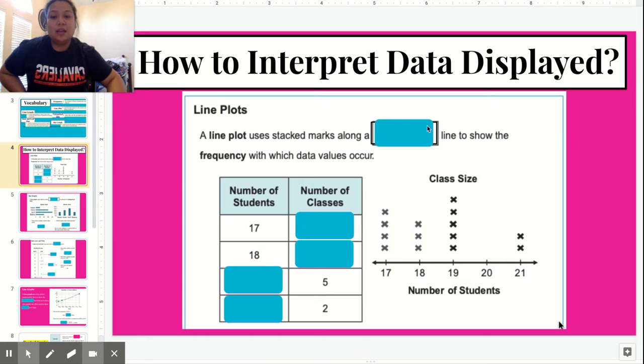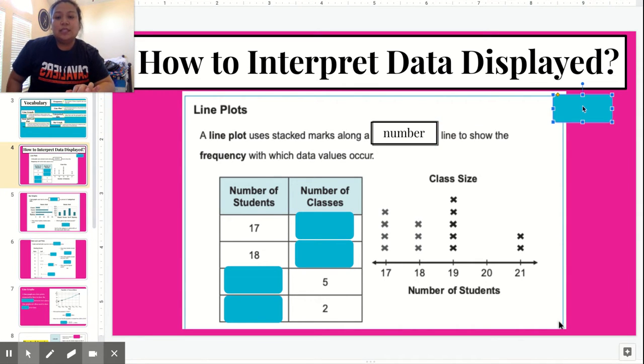So the first one is a line plot, which uses stacked marks along a number line to show the frequency with which data values occur. In that previous video, we talked about frequency. A frequency represents how many times something occurs. So now we're going to fill in this chart. We're going to look at our line plot, also known as a dot plot.